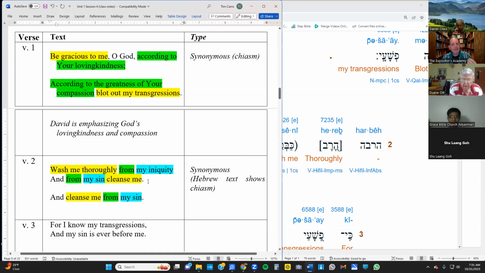And here, by using a chiasm, David is drawing our attention more to his iniquity and his sin. And that helps us to understand David is taking ownership here. David is recognizing it's his fault. He's not blaming Bathsheba. He's not blaming other things. He recognizes it's his sin, his iniquity. That's the problem here. Okay? So the chiasm helps us to see David doing this.